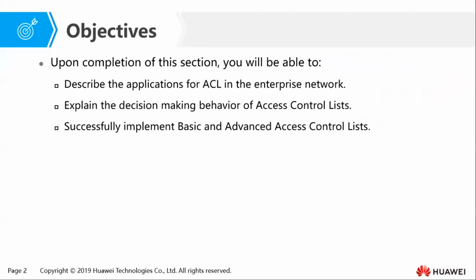By the end of this chapter, you should be able to describe the application of ACLs in the enterprise network, explain the decision-making behavior of access control lists, very important, and successfully implement basic and advanced access control lists.